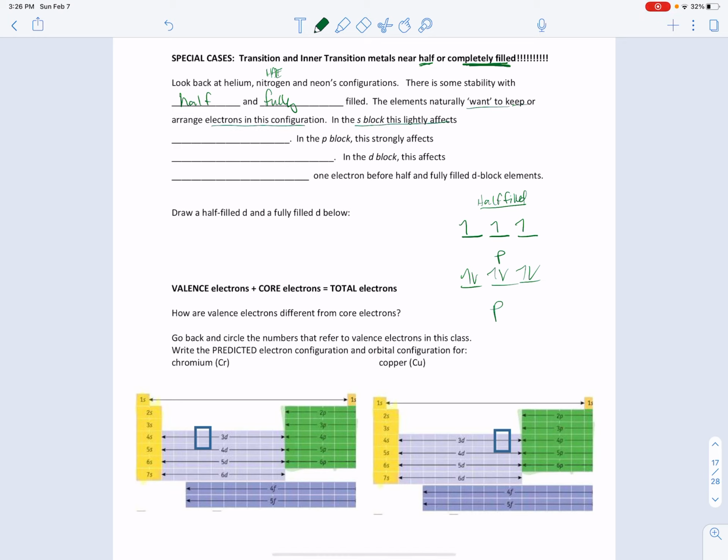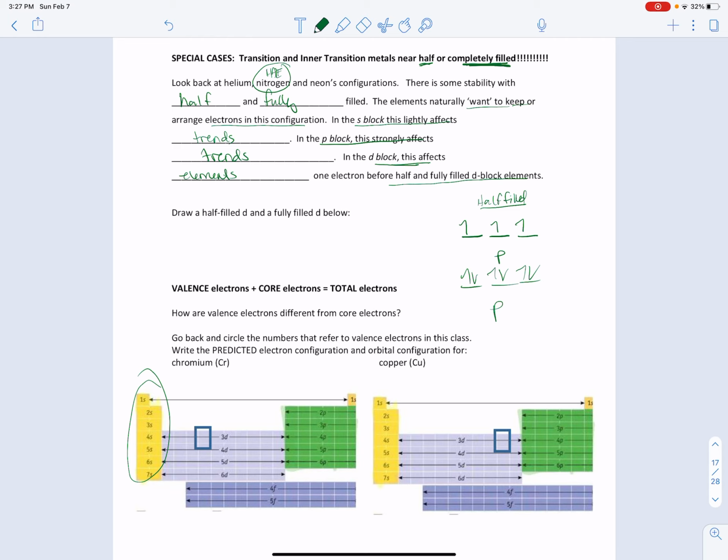In the S block, this slightly affects some trends. It's not that important in this part of the periodic chart. In the P block, this affects trends. There are exceptions in trends that are a result of nitrogen being half filled and not wanting to give up its electrons as easily as other elements will. And then in the D block, this affects elements that are one electron before half or fully filled D block elements.